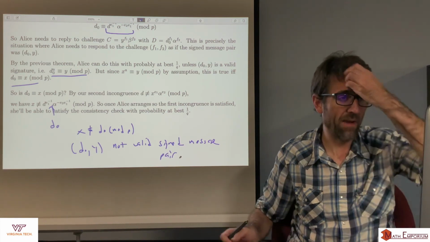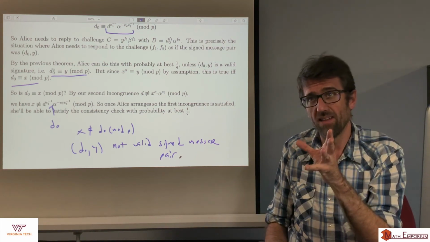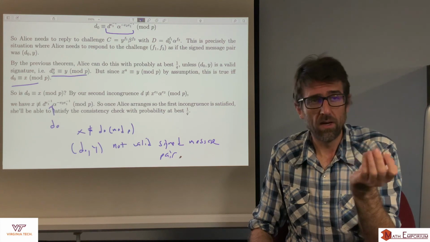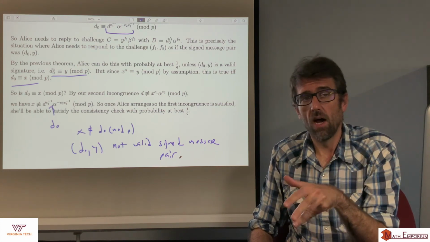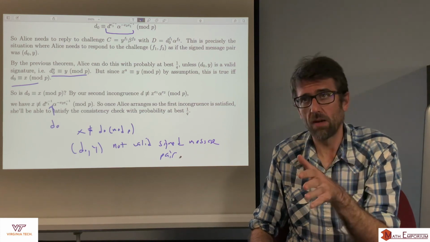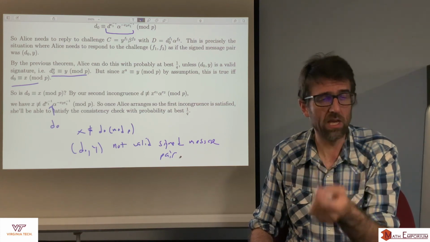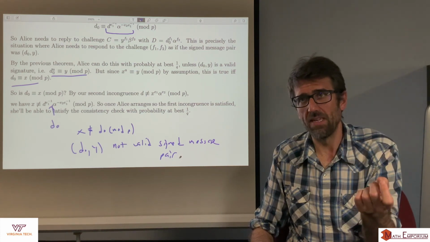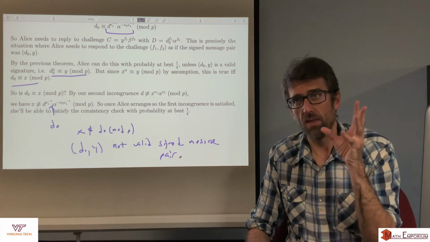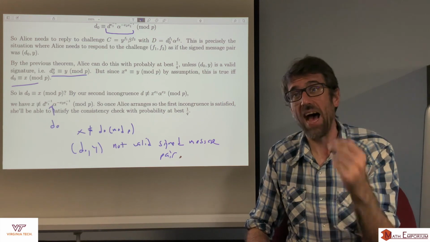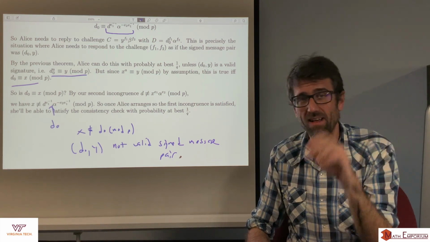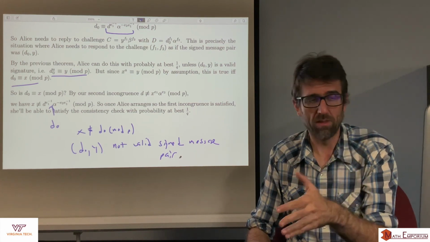And remember, when we have an invalid signed message pair, Alice cannot produce the correct response to that challenge, or at least would have to be incredibly lucky to do so. So she can only give the correct response with a very small probability, 1 over q, but that's exactly what needs to be done for that final consistency check to be satisfied. So the upshot here is that Alice is not going to be able to disavow a valid message, except with very low probability.